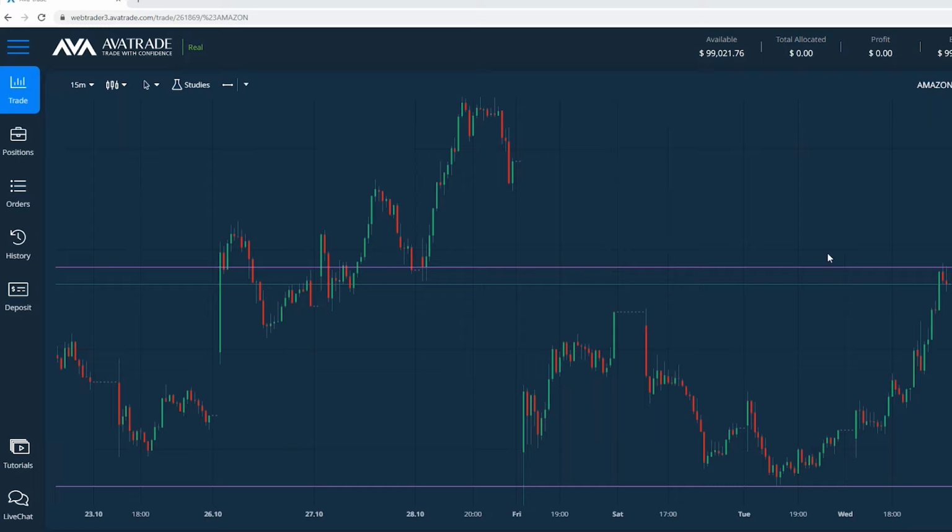So, all right, we have this setup that when the US market opens, we might be looking to see what happens with Amazon. Does it refill this whole gap here? Because many times instruments will try to refill gaps. And we see there's a gap from here to here from last week, and we see it's entered that gap.